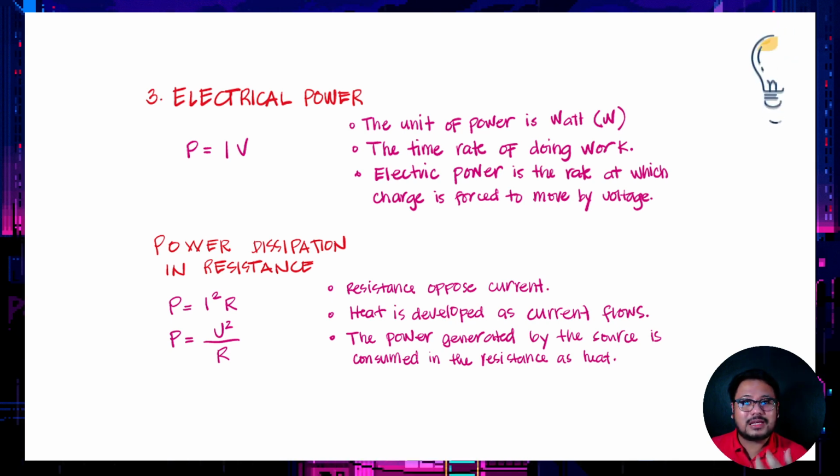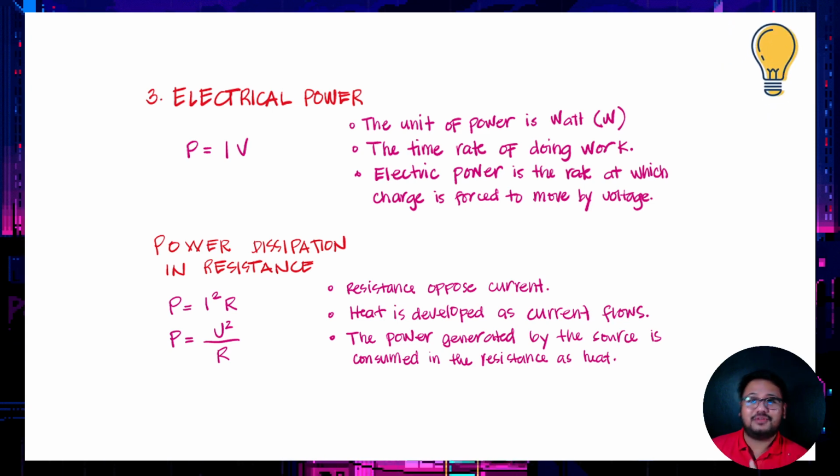It will generate heat through the resistance, and the power dissipation in resistance will be better expressed if, from our electrical power equal to IV, we express it in terms of resistance. That's why our power is just equal to I squared R or V squared over R. And heat is being developed because of this resistance.